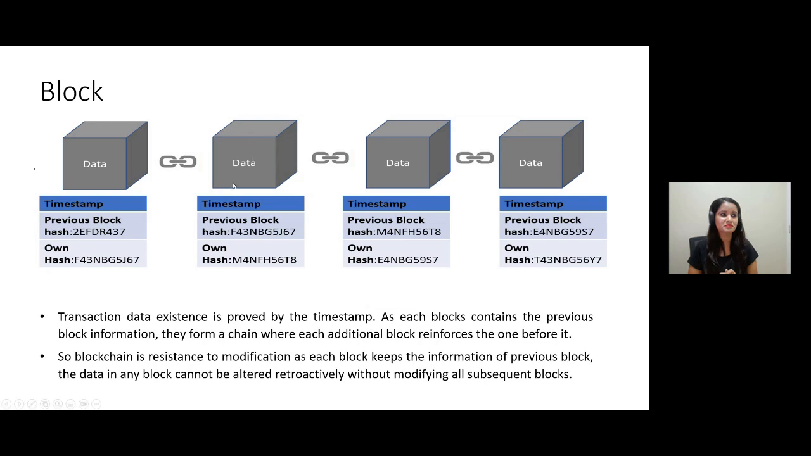For example, if you want to update any information that is already stored on this block, then this block contains the timestamp and this one contains the previous block information. So if you want to change anything here, then you will have to change here also. If we change anything here, then this block gives the information of this block, so we have to change here. If anything changes here, then we have to change here. So this is not possible without updating the entire chain. So in the blockchain, data is immutable.